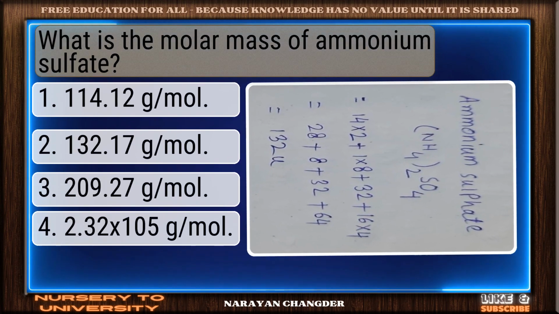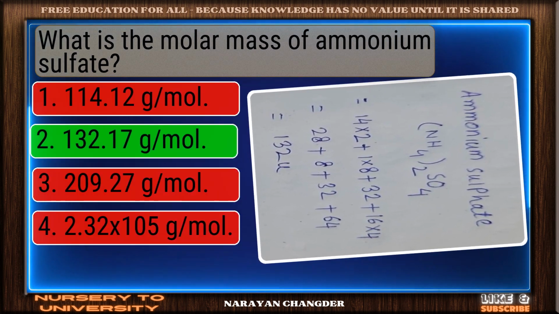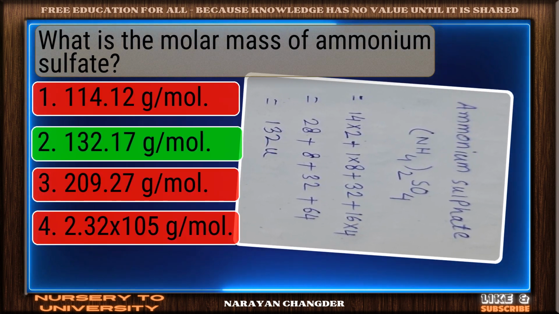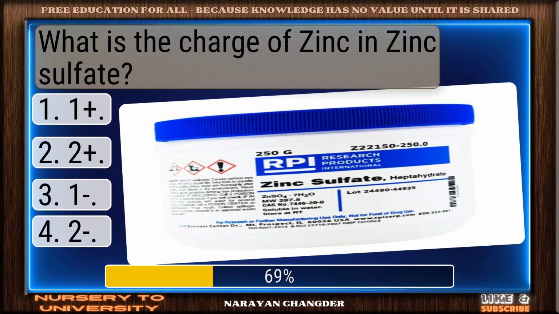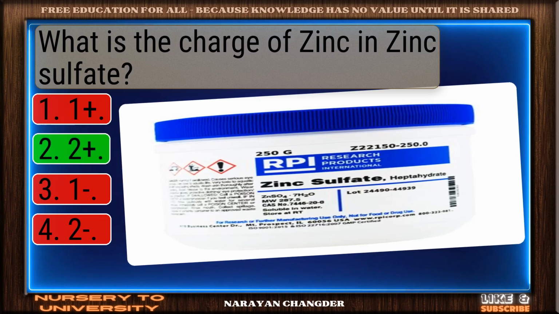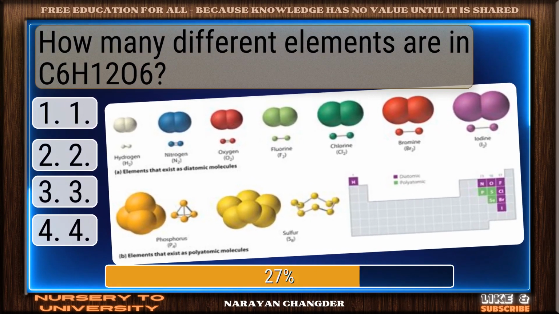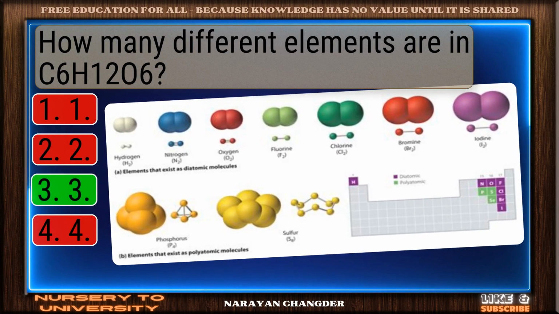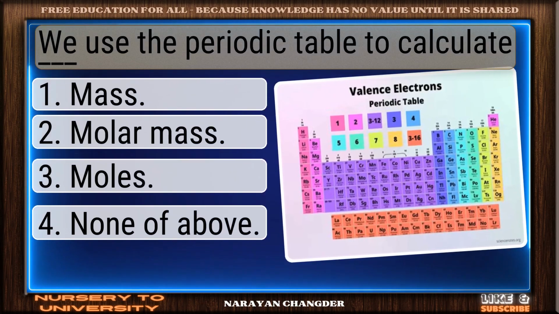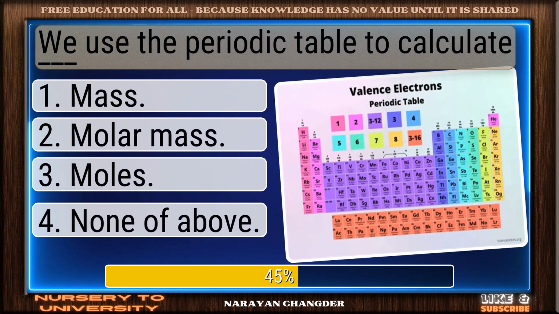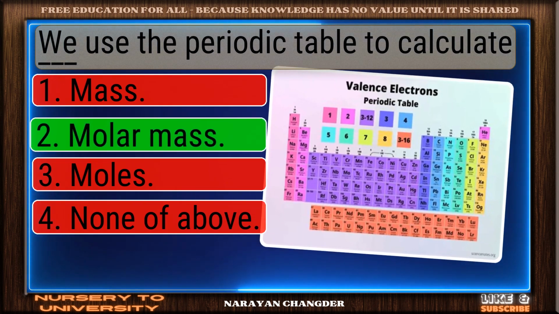What is the molar mass of ammonium sulfate? 132.1 is true. What is the charge of zinc in zinc sulfate? Well picked. 2+ is the correct answer. How many different elements are in C6H12O6? Sharp thinking. 3 is the right choice. We use the periodic table to calculate dash. Strong choice. Molar mass is the right answer.